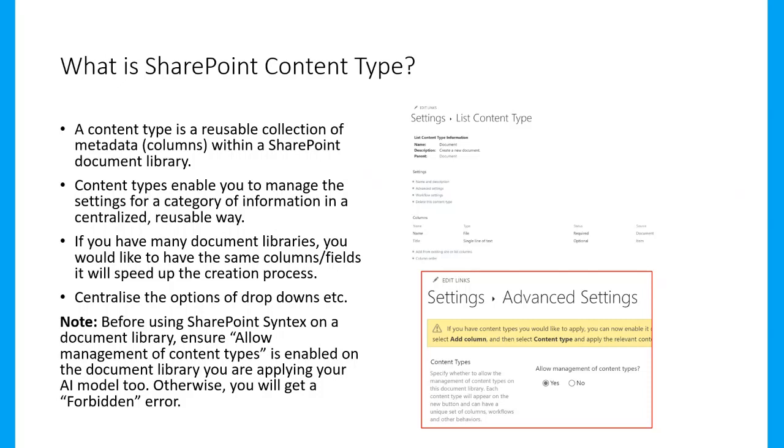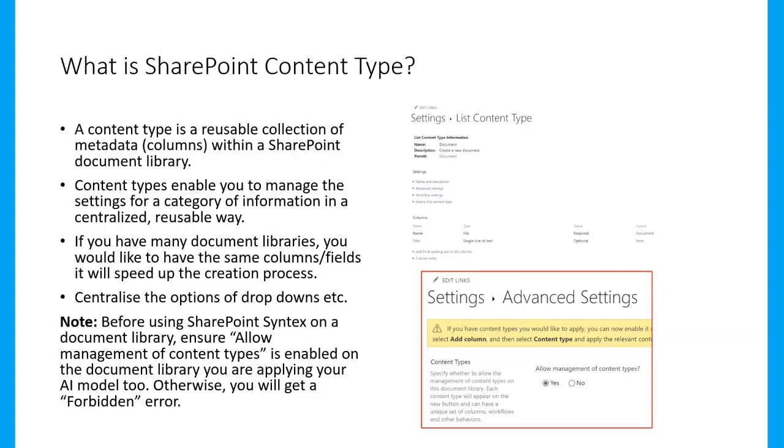One of the main reasons why I'm mentioning this as a prerequisite to SharePoint Syntex is that this was a message that came up whilst I was setting this up as a proof of concept. Before using SharePoint Syntex on a document library, you need to ensure that allowing management of content types is enabled on the document library that you're applying it on. Otherwise, I found that a forbidden error message came up, which obviously doesn't give you a huge amount of detail about what that is.